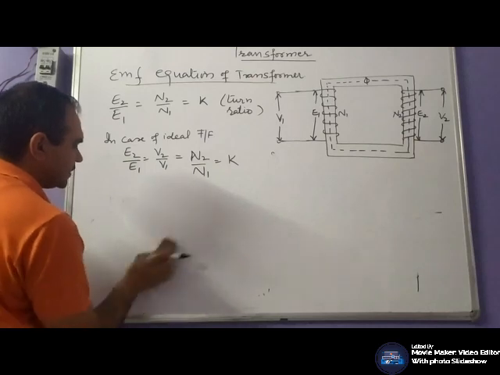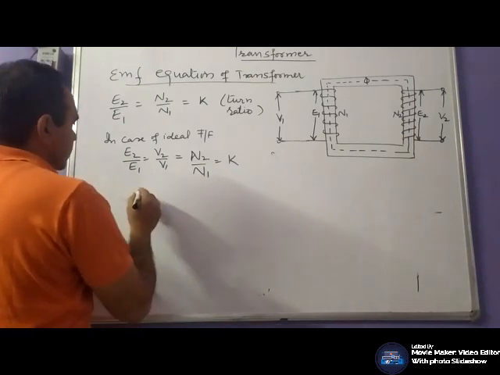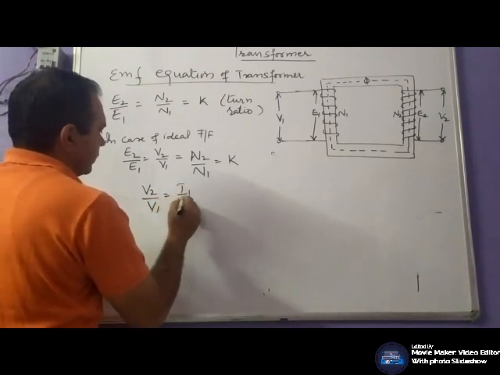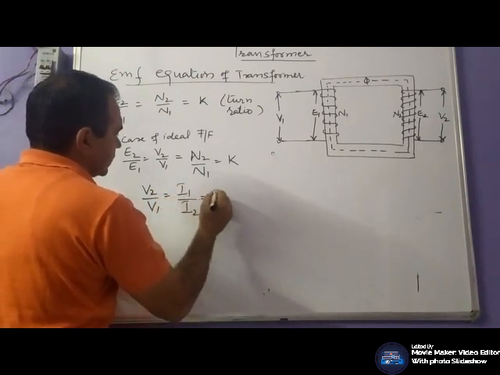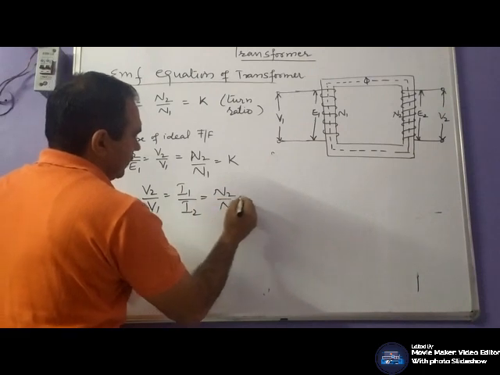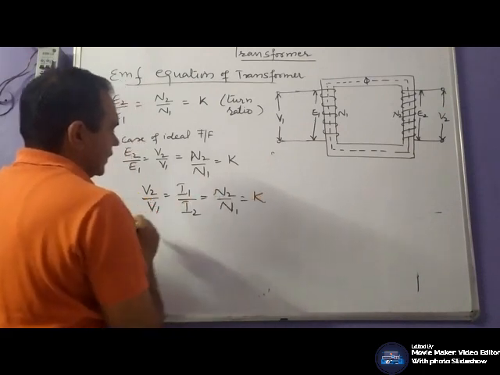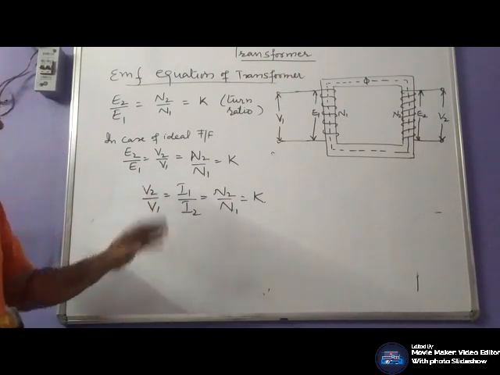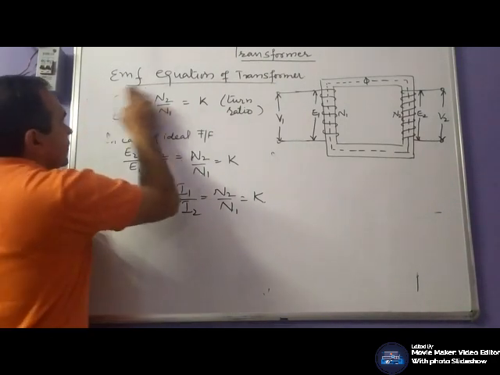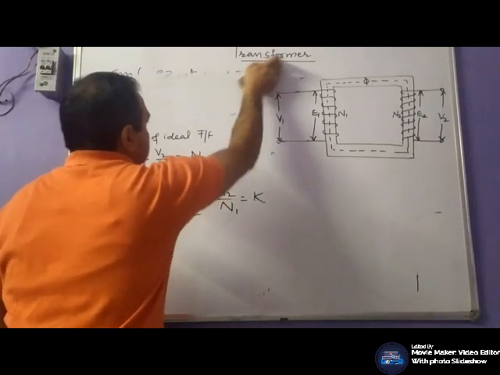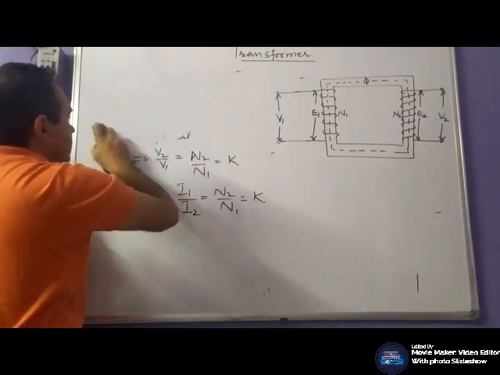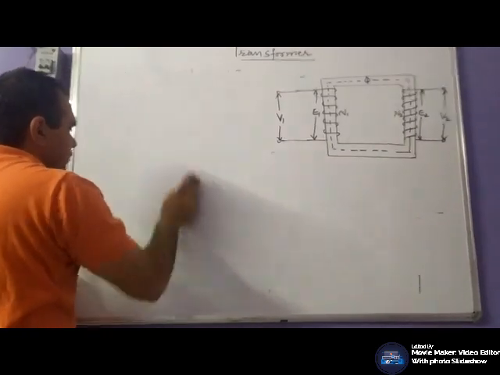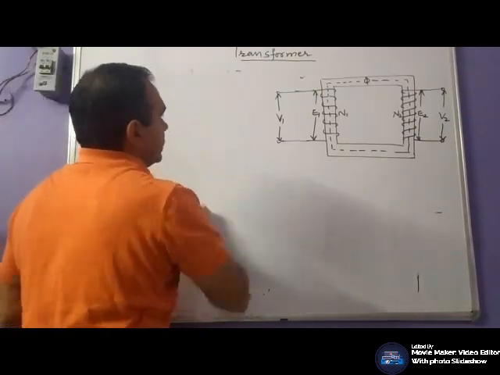We have already discussed that in case of an ideal transformer, your V2 by V1 is inversely proportional to I2 by I1, and is equal to N2 by N1, which is K. That is in case of an ideal transformer. The current is inversely proportional to the voltage. Now we will start discussing the actual transformer step by step.